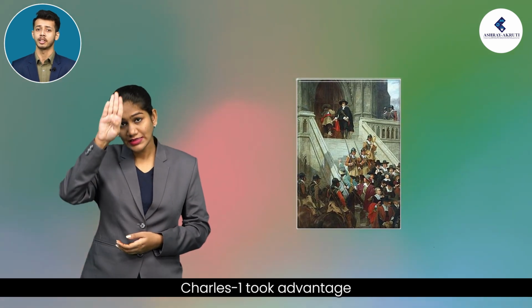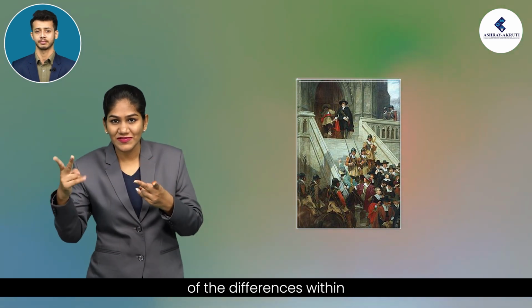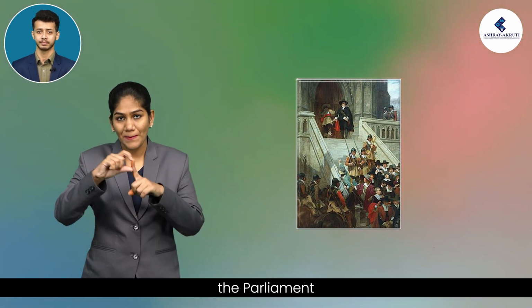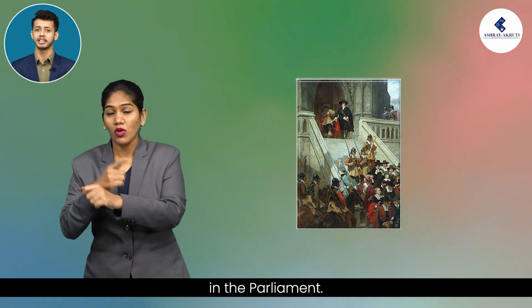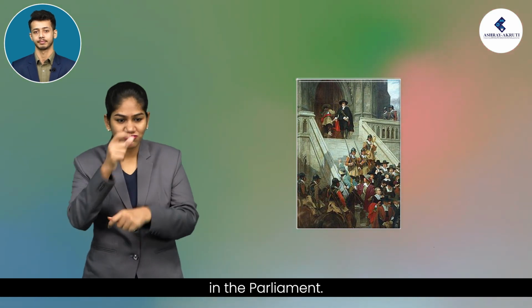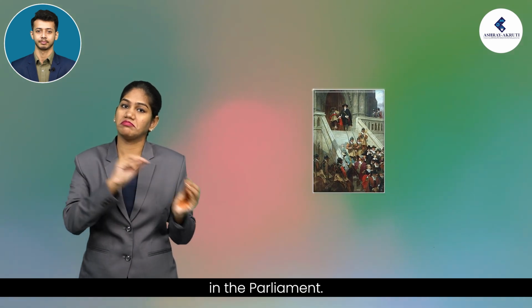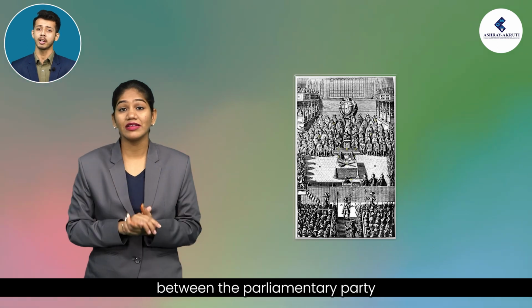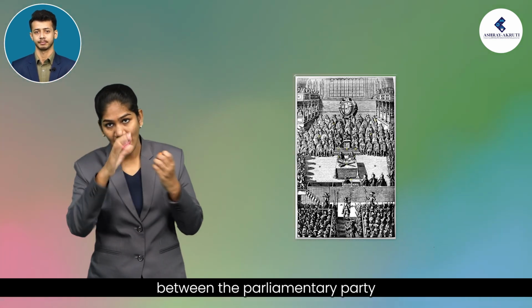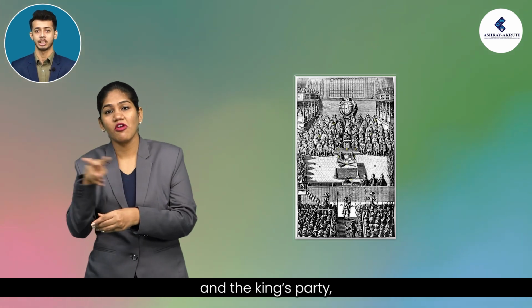Charles I took advantage of the differences in the Parliament and tried to arrest his opponents in the Parliament. A civil war started between the parliamentary party and the king's party, which lasted for 5 years.